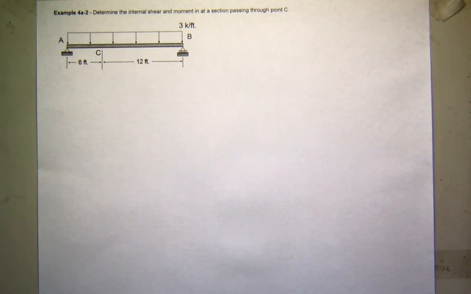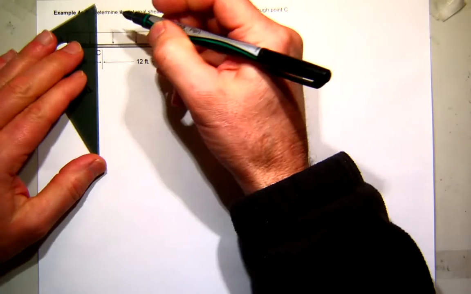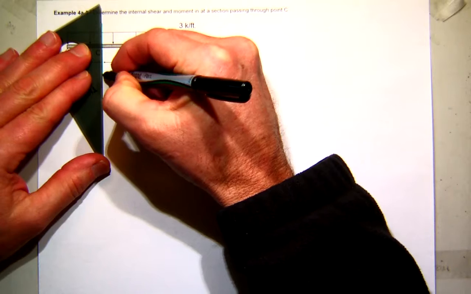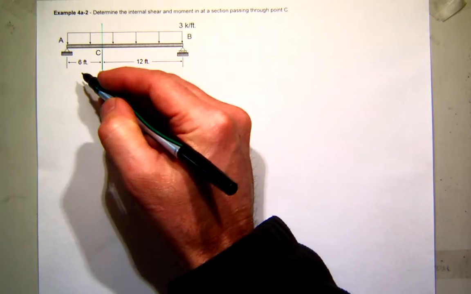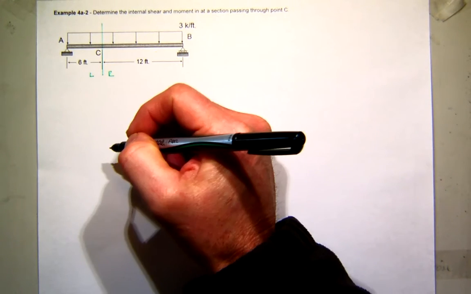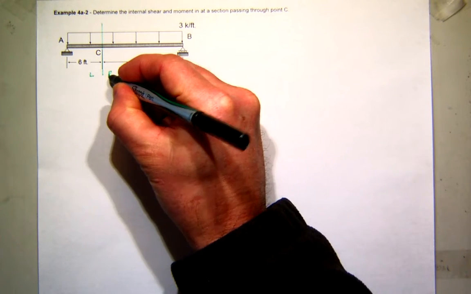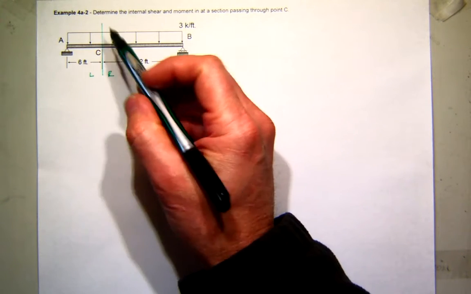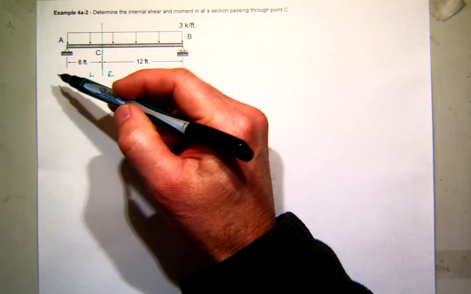So again, what I like to do is just sketch a cross section. I'm going to cut it there. And really I'm deciding whether I want to work the left side or the right side, and see if there's any advantage to one side or the other. We talk about the left side first.